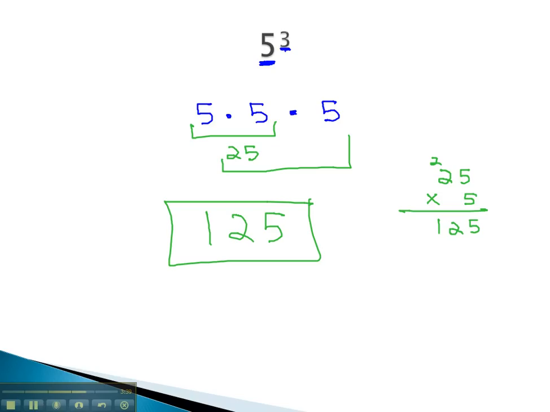As we work through our pre-algebra study, we'll use exponents a lot to represent repeated multiplication.